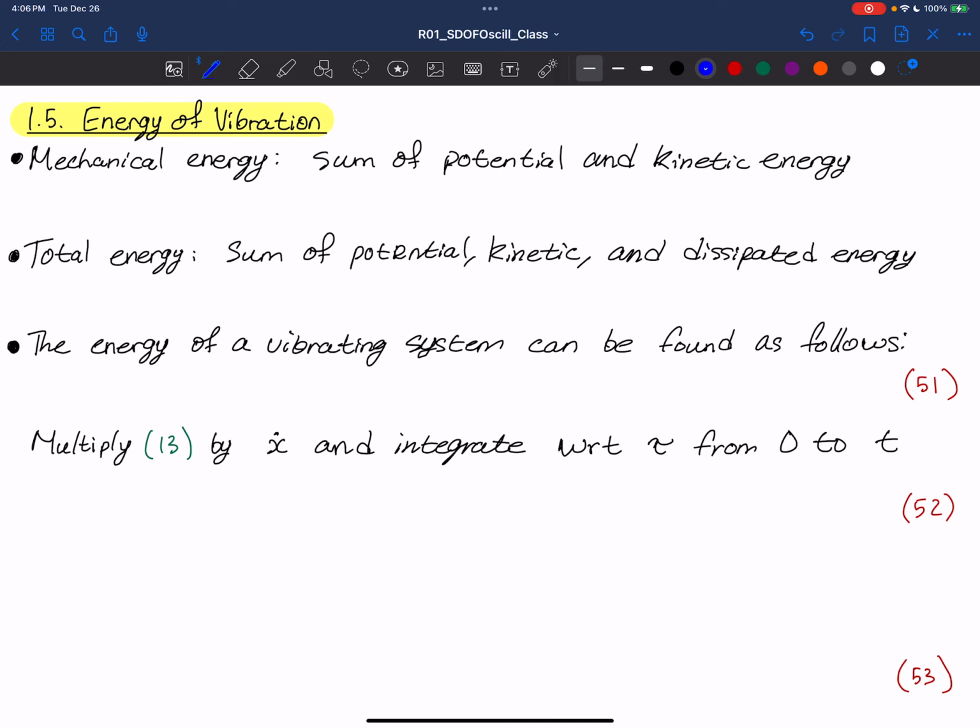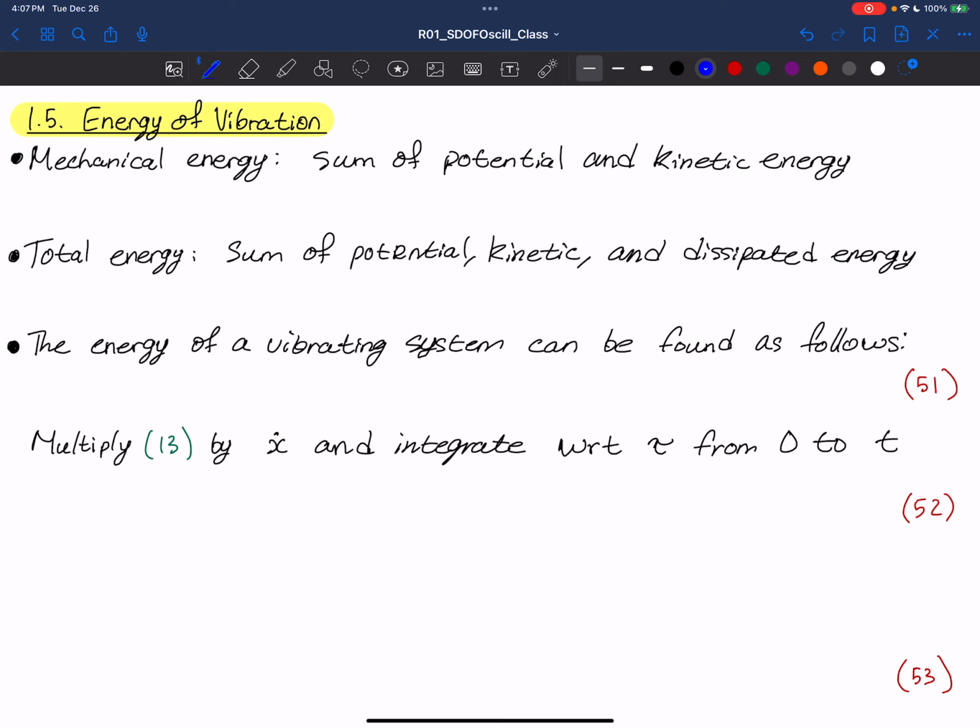In this lecture, we're going to continue our discussion of single degree of freedom harmonic oscillators, and we're going to focus on the energy of vibration. Before we derive the energy of vibration for a single degree of freedom harmonic oscillator, I want to just talk about mechanical and total energy. So mechanical energy is defined as the summation of the potential and kinetic energy.